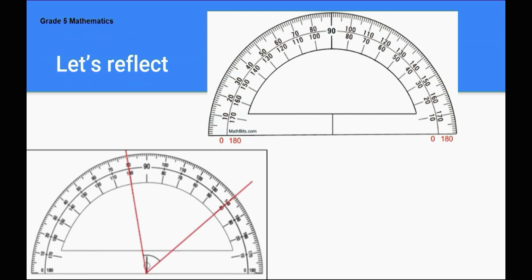Let's reflect. Protractors are tools we use to measure angles. When measuring angles, we are looking at the space between the two angle legs. Think about something you are wondering and something you have learned today. Write it down. Hold on to it until you return to school.